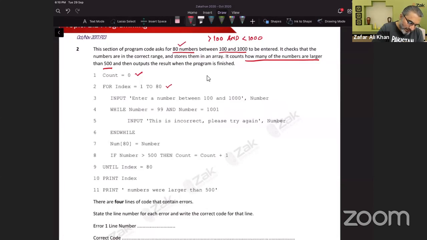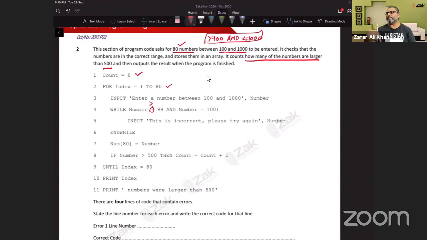Input, enter a number between 100 and 1000. While number is equal to 99 and number is equal to 1001. No. This is basically while number is greater than 99, since they wanted to have 100 and 1000 inclusive as well. That is why they have used 99 and 1001. So number should be greater than 99.